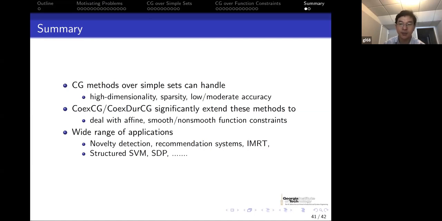As we mentioned, these types of methods can be used for solving a wide range of applications, like novelty detection, recommendation systems, IMRT. It can also be applied for solving structured support vector machine problems. It may also have the potential to solve more general classical convex optimization problems like semi-definite programming problems. I think that's all I want to talk about.